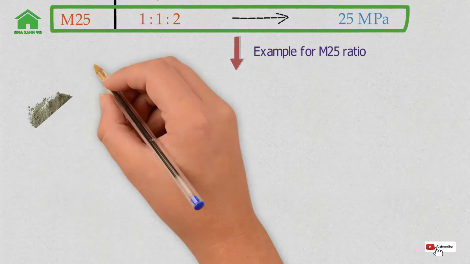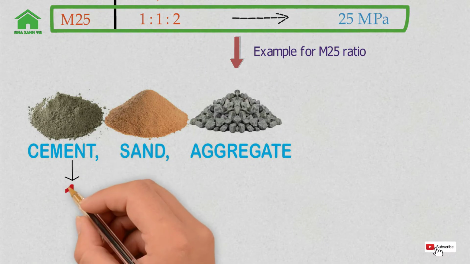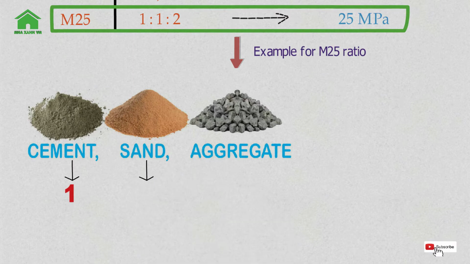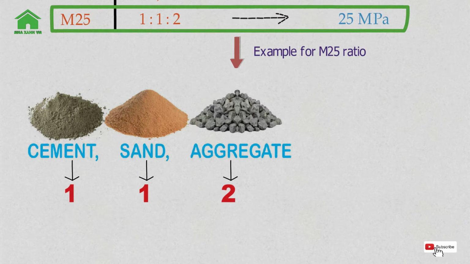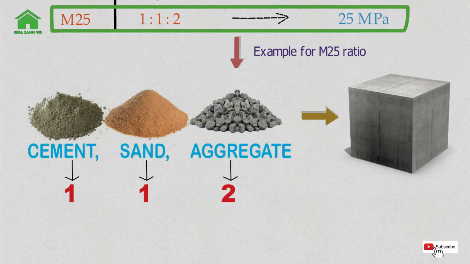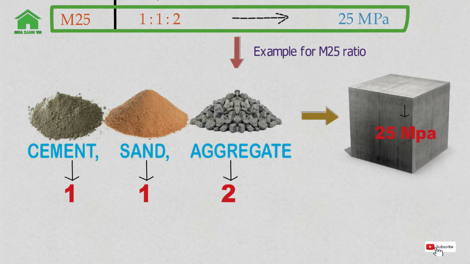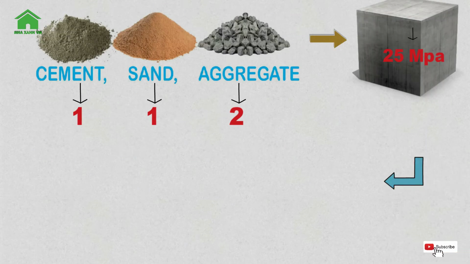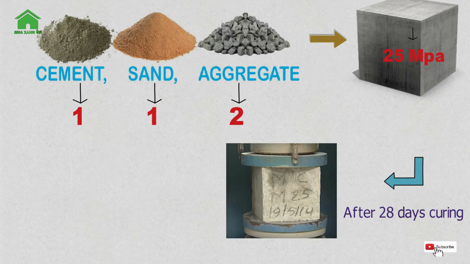Now let's take an example for the M25 ratio. Look at this ratio: cement, sand, and aggregate. The ratio is cement 1, sand 1, and aggregate 2. We mix them together and we have a cubic meter of concrete of 25 MPa. After 28 days of curing, we will take the sample to testing.